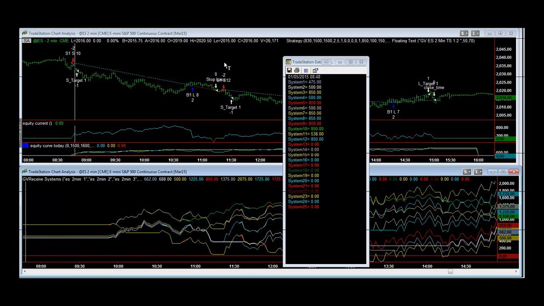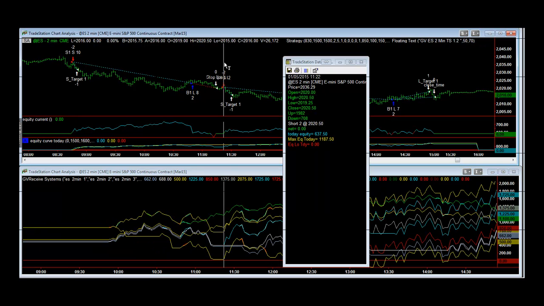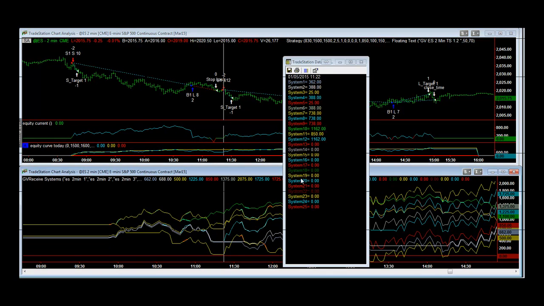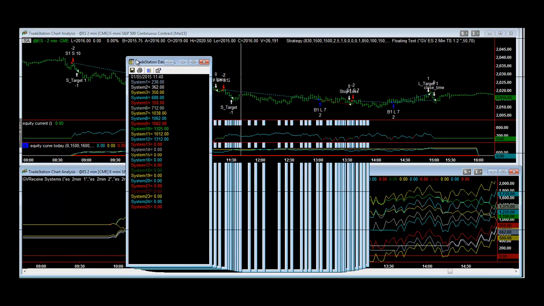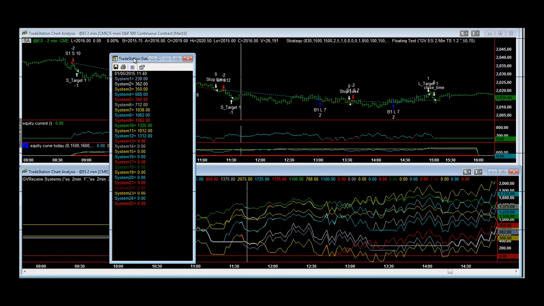Come out here. Here we go. It's system 12 that got us short here. And down here we can see that system 12 was actually trading 1162, same as system 10. But look what the rest of these have done. Here's one that's only done 25. Here's one that's done 25. Here's a couple that have done 388. A couple have done 700. And it's that P&L number that we harvest and then determine which system to trade.